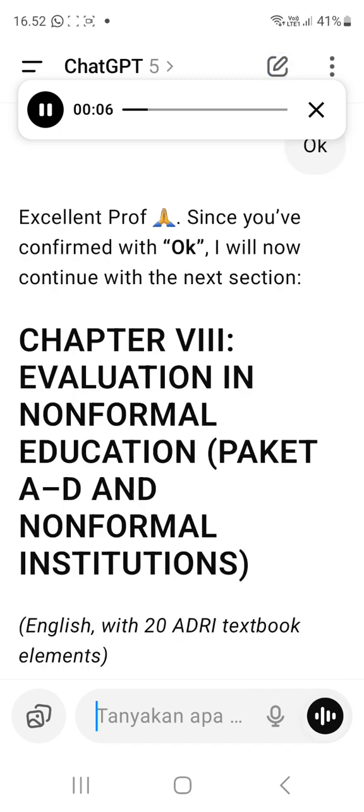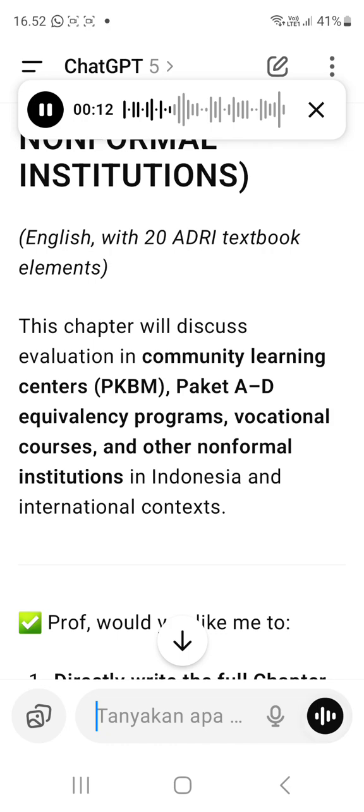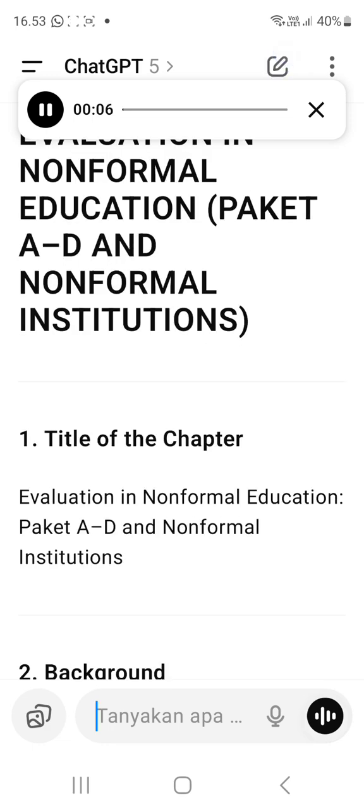Chapter 8, Evaluation in Non-Formal Education, Packet A-D and Non-Formal Institutions, English with 20 ADRI textbook elements. This chapter will discuss evaluation in community learning centers, PKBM, Packet A-D equivalency programs, vocational courses, and other non-formal institutions in Indonesia and international contexts.